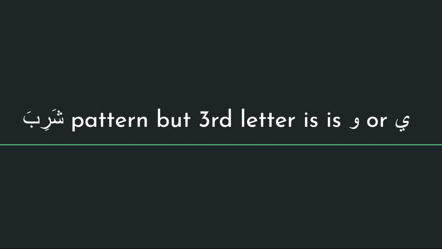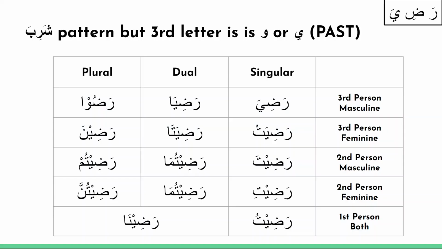Now we'll cover the last case where we have the shariba pattern, but the third letter is a waw or a ya. There are many such verbs in Arabic. We'll go with radiya. There's many other ones like baqiya and so on.